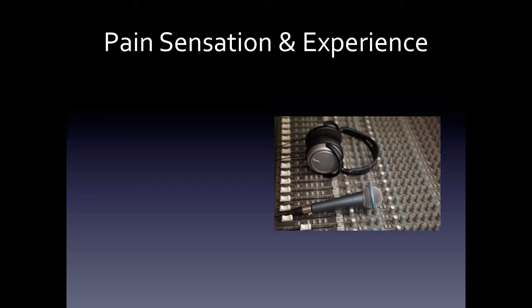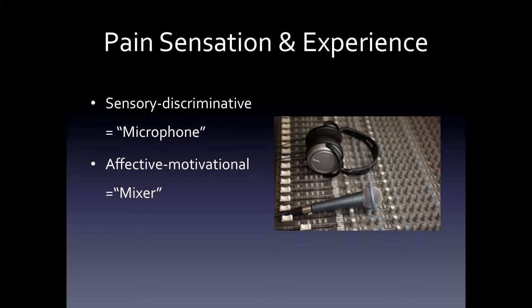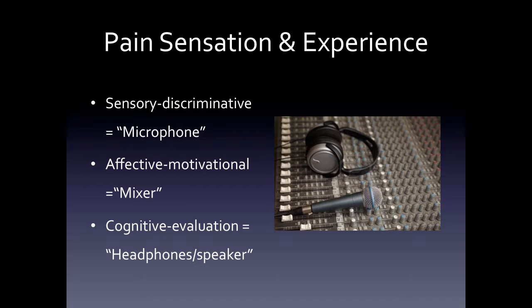Now, if we take this analogy a little bit further, we can pull it into a soundboard here. We think of this sensory discriminative branch, this nociceptive signal, that's really the microphone. It's the input into the system. And then the affective motivational component, the part that assigns meaning to that signal, is really that mixing board. The mixing board, you see all the dials and knobs, and it has other inputs that we can't even see. You can modulate that signal and produce something very different from the initial signal that comes out into the cognitive evaluative branch, which is your headphones or speakers.